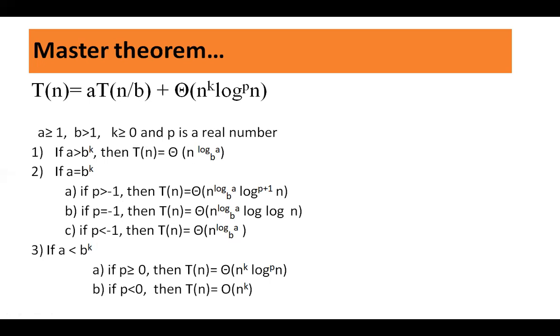So the master theorem has three cases. Case 1, if a is greater than b^k. Case 2, if a is equal to b^k.